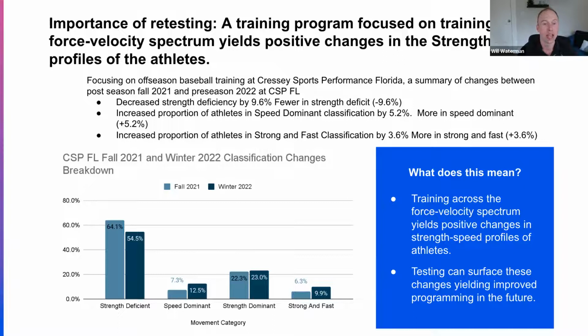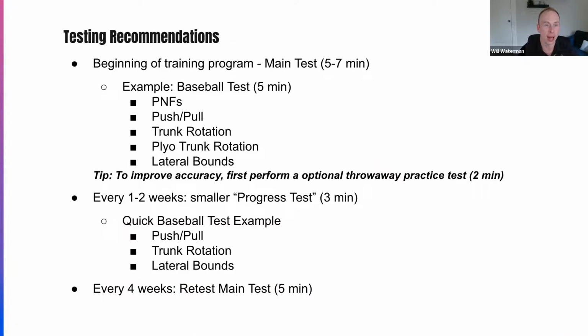And we actually have seen that if you apply this logic, so if you are like Cressy Sports Performance, a place that pays a lot of attention to the force velocity curve and trains along the entire spectrum, if you train all these multiplanar movements across the force velocity spectrum, you see positive changes in the athletes' profiles by the end of the training season. So we saw that happen. We saw these athletes get faster, get more powerful, and get stronger when they did that.